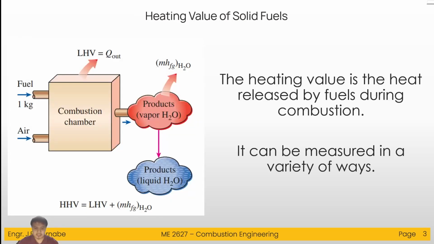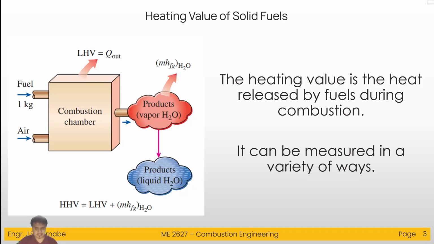To start with, we have the heating value in general. We've discussed before that the heating value is just the amount of energy extracted from the combustion chamber. We have two types of heating value: the higher heating value and the lower heating value. The difference is that in the higher heating value, we consider the energy extracted from the combustion chamber, including the energy transferred to the water vapor in the combustion products.